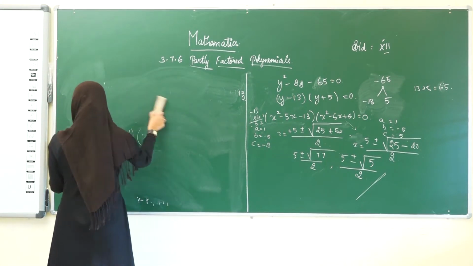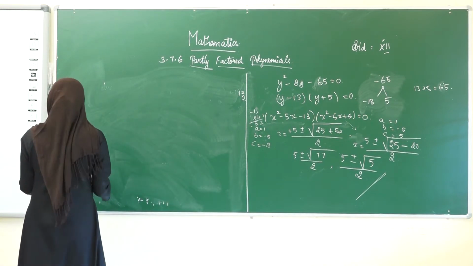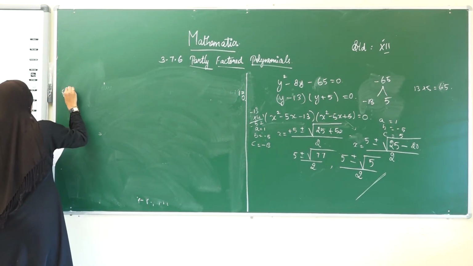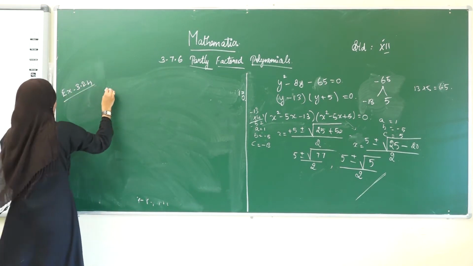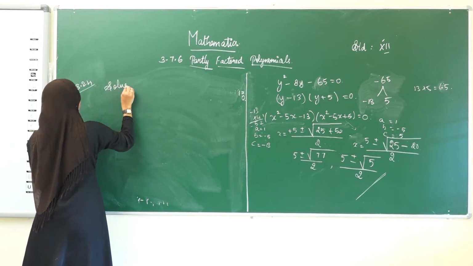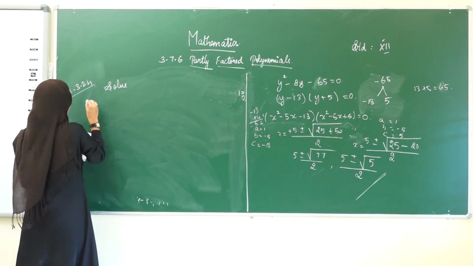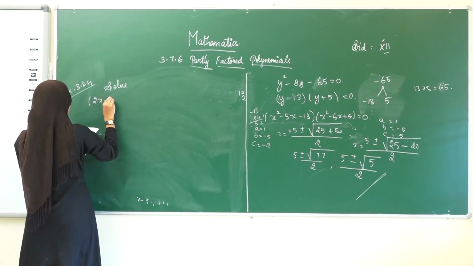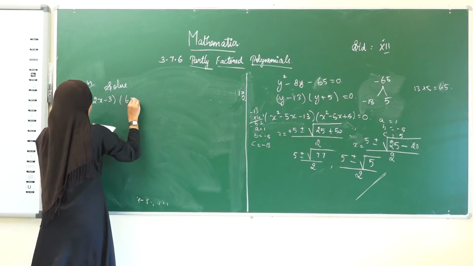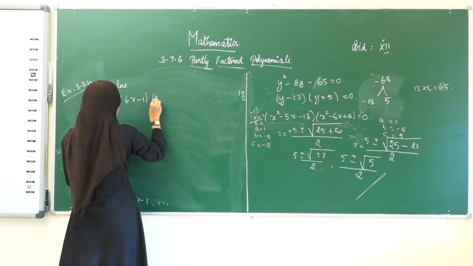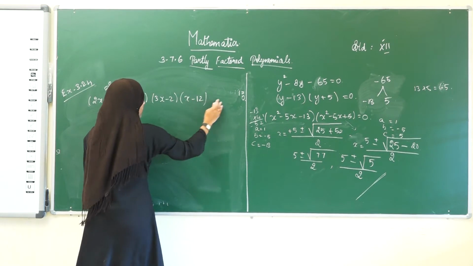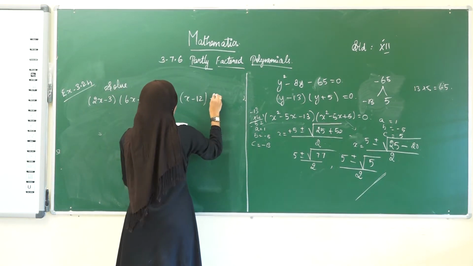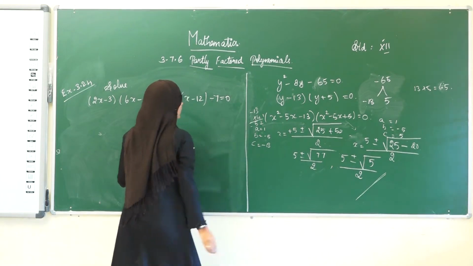Now, let us move on to the next example. Okay, that is 3.24. What they have given here, they have given us to solve a quadratic polynomial, that is 2x minus 3, 6x minus 1, 3x minus 2 into x minus 12, into x minus 12 minus 7 equal to 0.